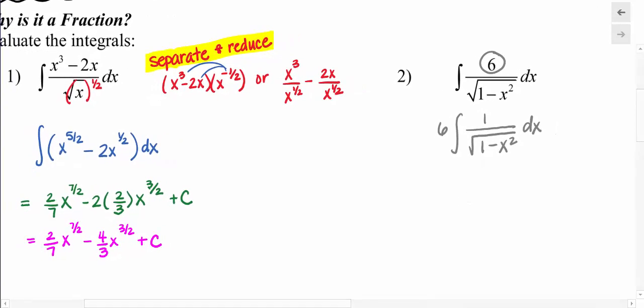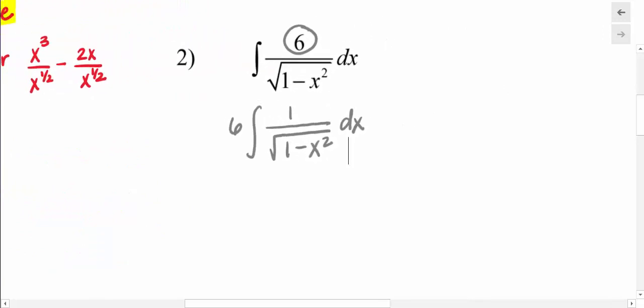All right, so now I look at this. This is not a separate and reduce like question 1, because although I am dividing technically by one term, it's a square root function, I only have one term in my numerator. So there's really nothing for me to separate and reduce. So this has to be something else. Well, and it's not going to be U-substitution either. I can show you why on the next question.